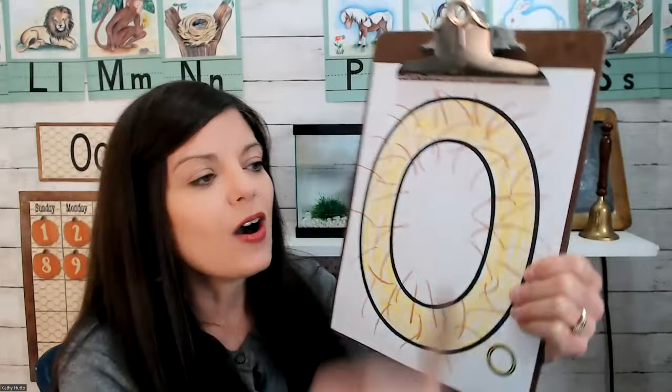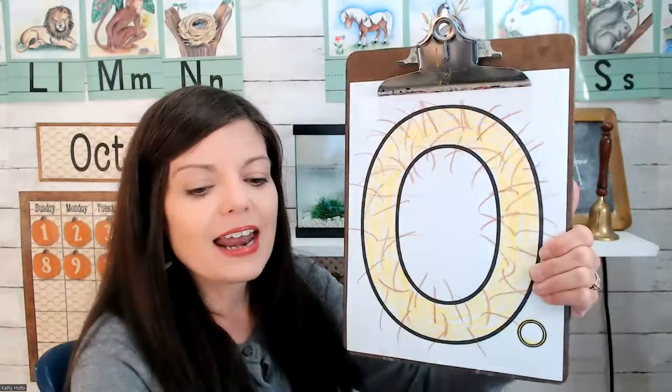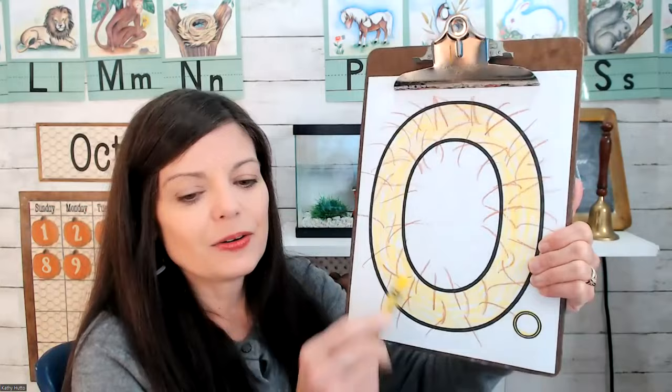So, this is called a hay bale, and that's what we're going to make our letter O look like. I just put some brown dried grass all around, because that's what hay is. It's basically just dried grass. And then I colored the whole thing yellow. Okay, so that's an idea for decorating your letter today.